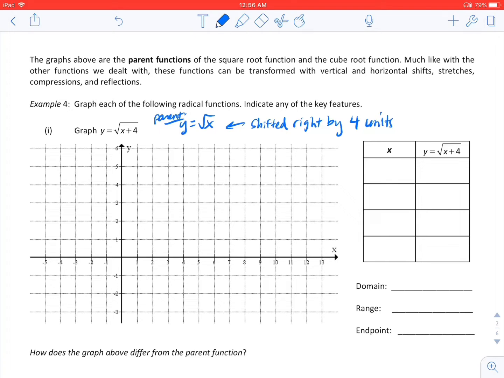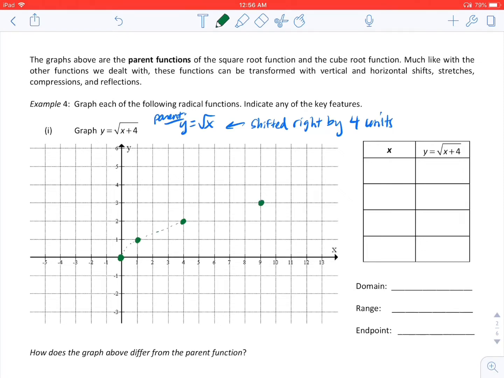So the parent function, I'm going to graph in green. I'll do the parent function in green. The parent function has these points. Let's see, 4, 2, 9, 3. Those are some of the points that are on the graph of the parent function.